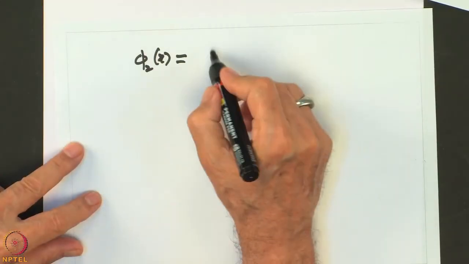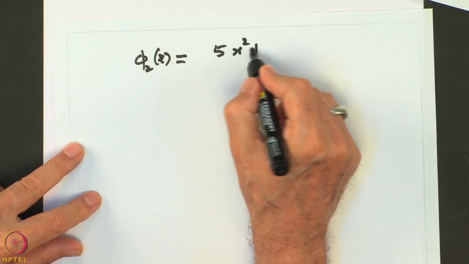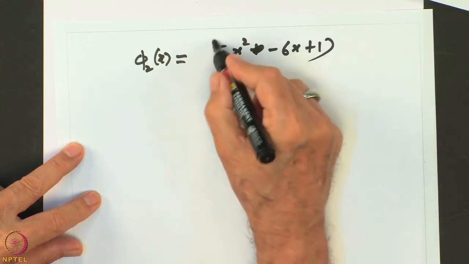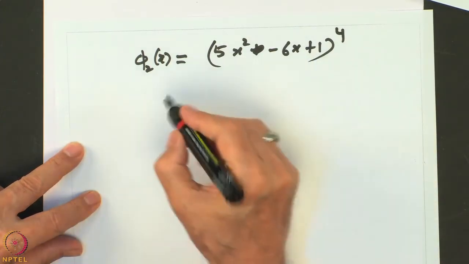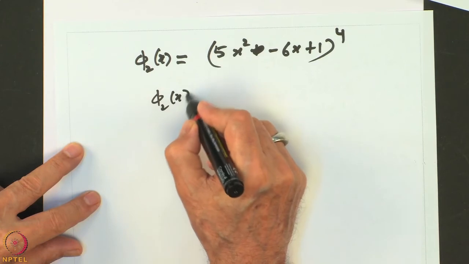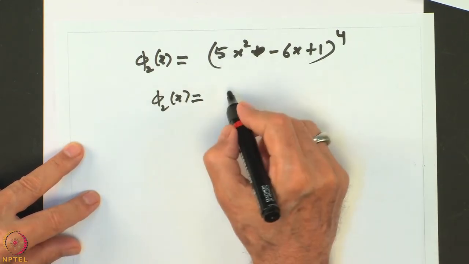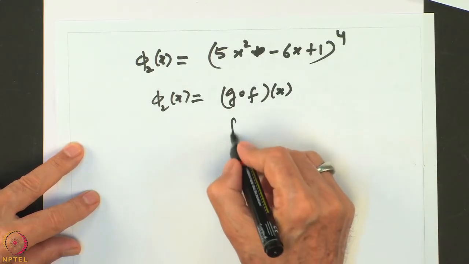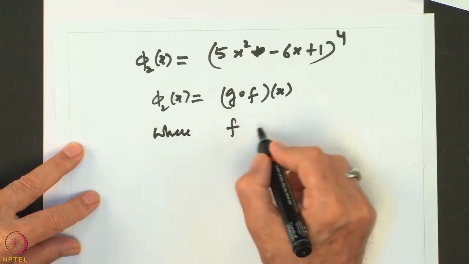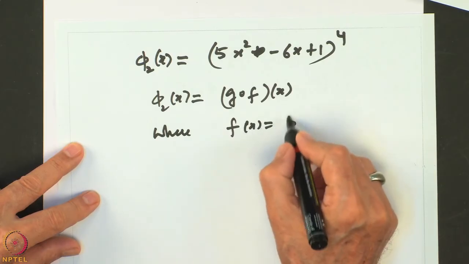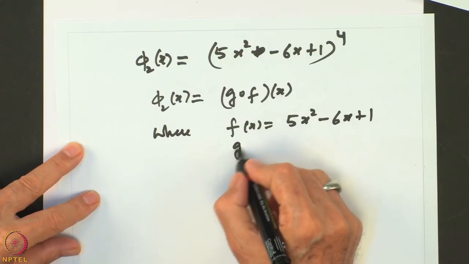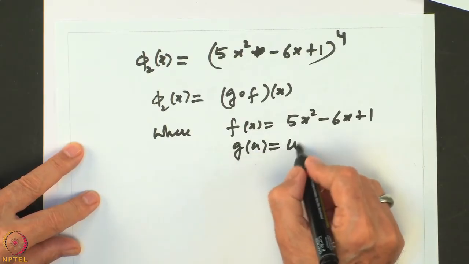So, what is phi 2 of x? That is equal to 5x square minus 6x plus 1 to the power 4. So, we can write phi 2 of x as g composite f of x, where f of x is equal to 5x square minus 6x plus 1, and g of u is equal to u to the power 4.